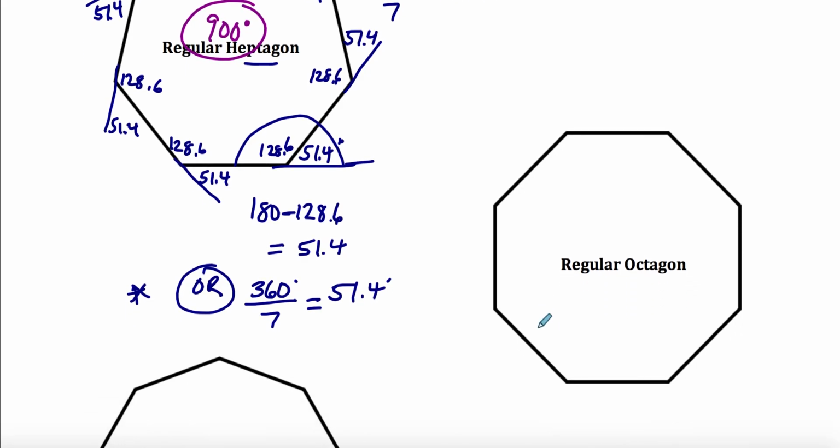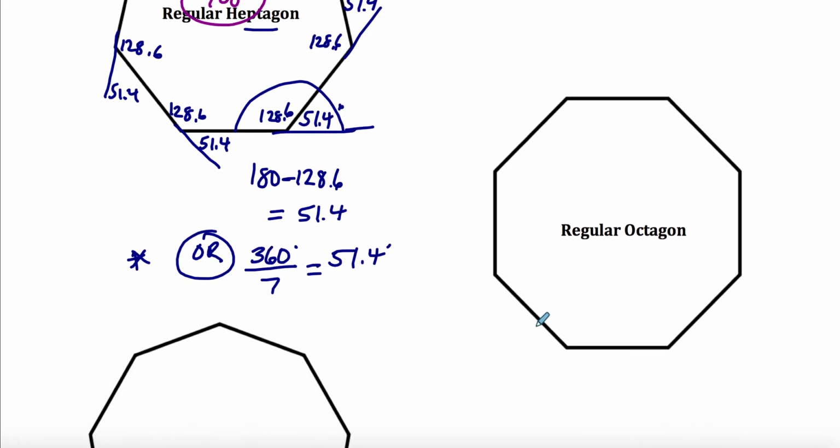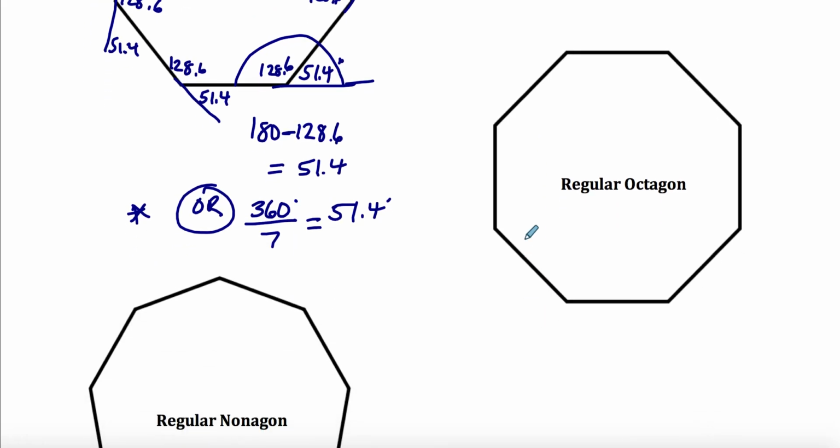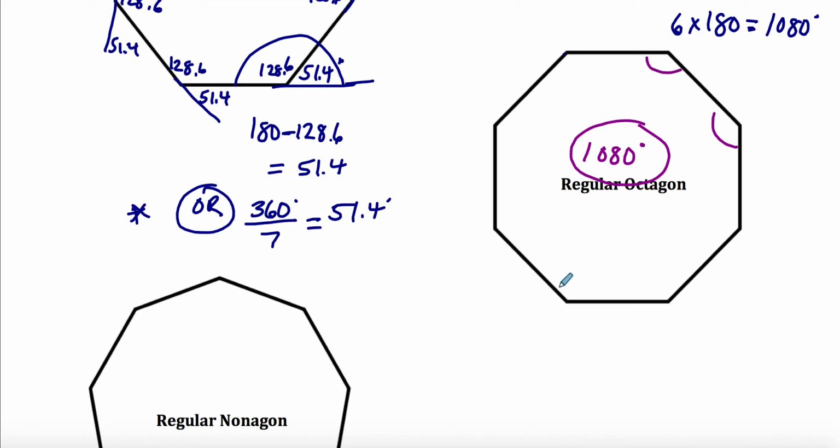So a regular octagon, let's try and do a little less work this time. A regular octagon has 8 sides. 8 sides means there would be 6 triangles. 6 times 180 is 1080. So then how big would each measurement be? We could do 1080, and we divide it by how many there are. So if it's an octagon, there's 8. So we divide by the number of sides. And that's 135 degrees. So each interior angle is 135 degrees.